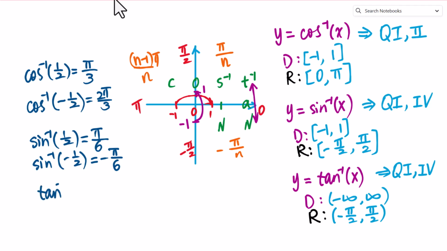Inverse tangent of 1 equals pi over 4. Inverse tangent of negative 1 equals negative pi over 4.